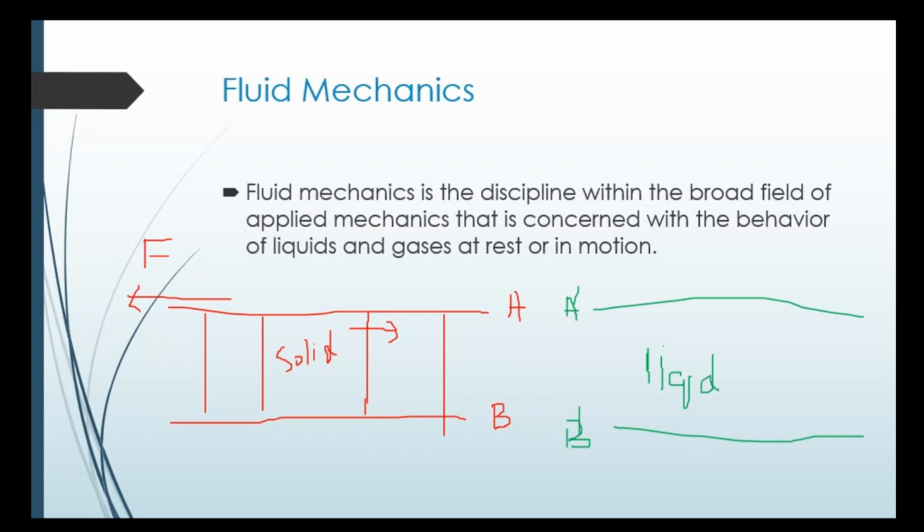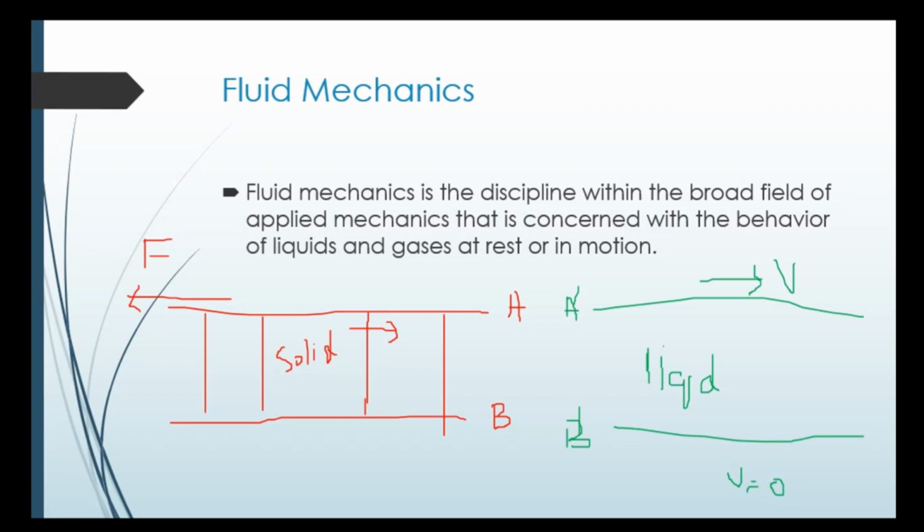Liquid or gas in between them. And the top surface is moving with velocity V, while the bottom surface is at rest with velocity equal to 0. So the top layer, this velocity V is created by some force.